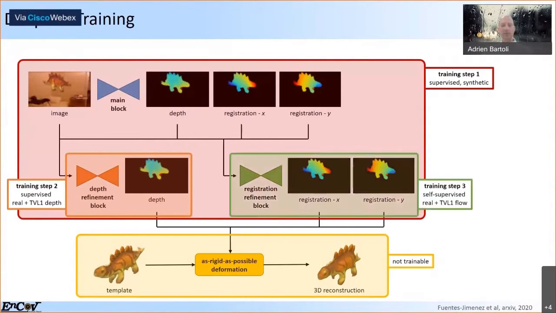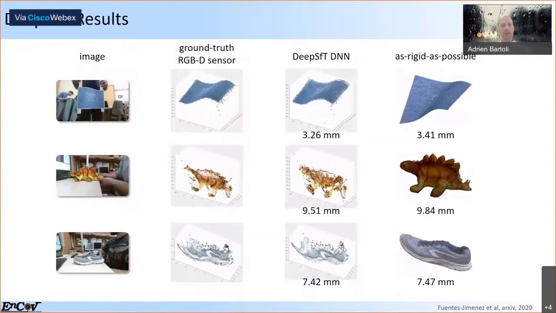Then we had a refinement as our third training step of the registration block, which was self-supervised because we don't have access to real labels on all of the registration. So what we did was to minimize the photometric error between the input image and the textured model, the textured template, by warping the former onto the latter and measuring the color discrepancy. So these are some of the results we obtained. On the left, you have the input image. It works from just one image independently, of course.